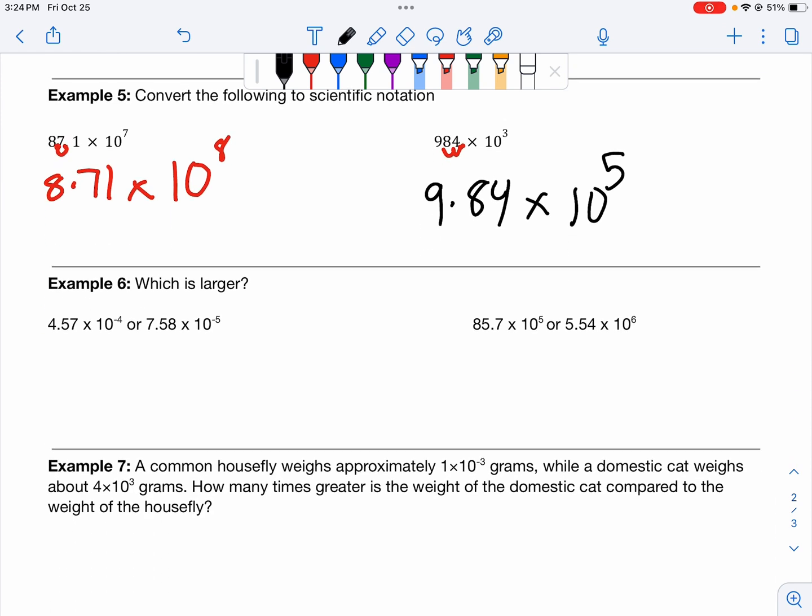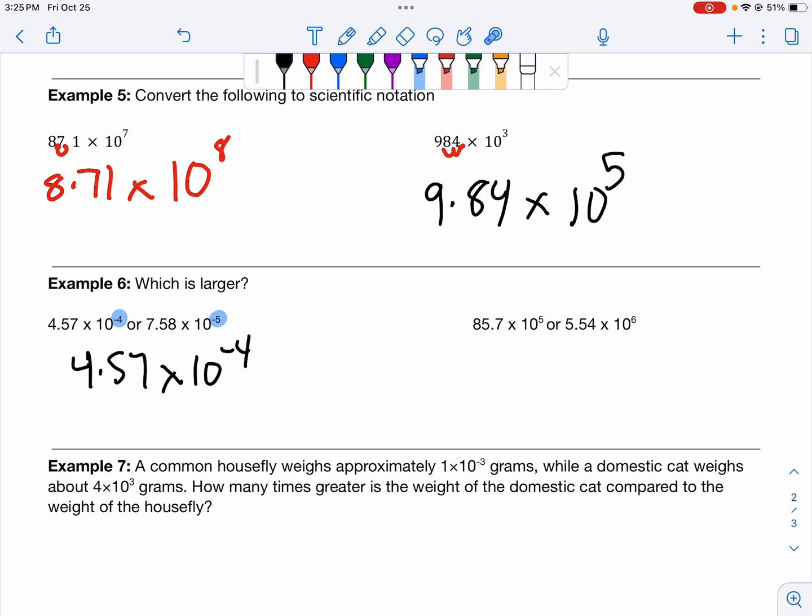All right, which number is greater? Interesting question here. The first two on the left are in scientific notation. 4.57 times 10 to the negative 4th or 7.58 times 10 to the negative 5th. The first thing we look at is the exponent. Here, the only thing that matters is negative 4 and negative 5. Which number is bigger, negative 4 or negative 5? Slow down and think. Negative 4 is bigger. So the answer is 4.57 times 10 to the negative 4th, even though the 4 is smaller than the 7. Negative 4 and negative 5 is a little weird to think about. If you don't believe me, change them to standard form and then compare.